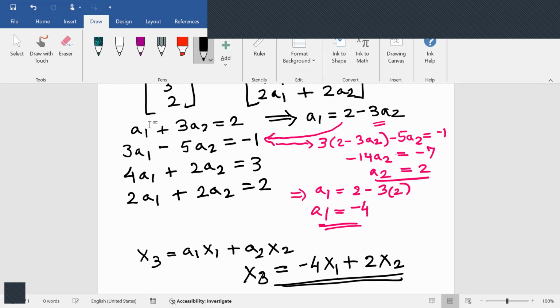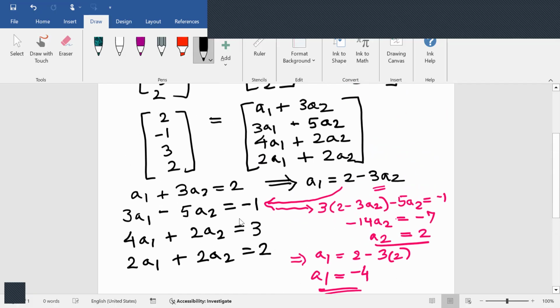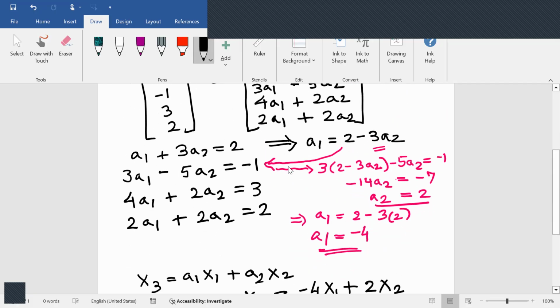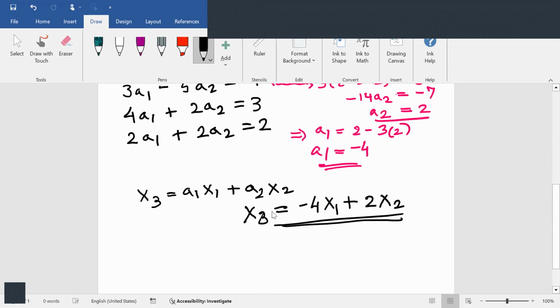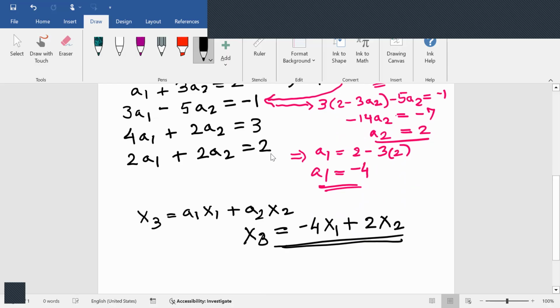So in this manner, we have solved this question. First, we proved that the given vectors are linearly dependent. And now we have seen the relationship between the vectors. This is the manner in which this particular question can be solved.